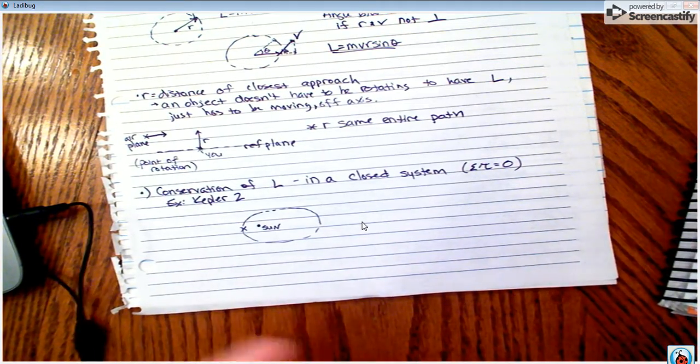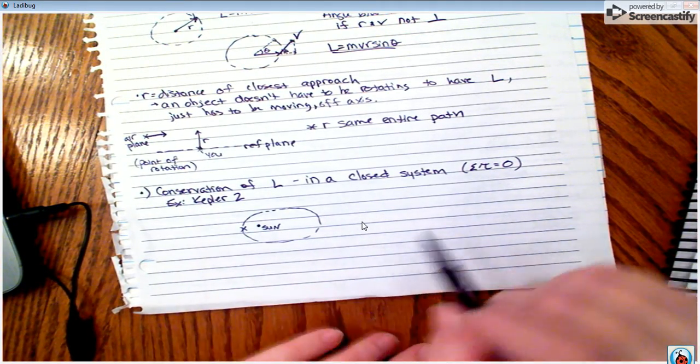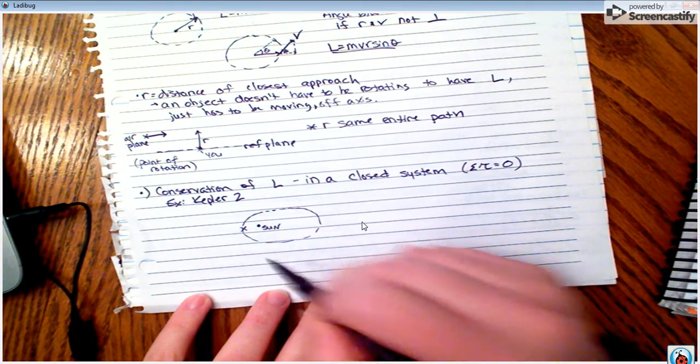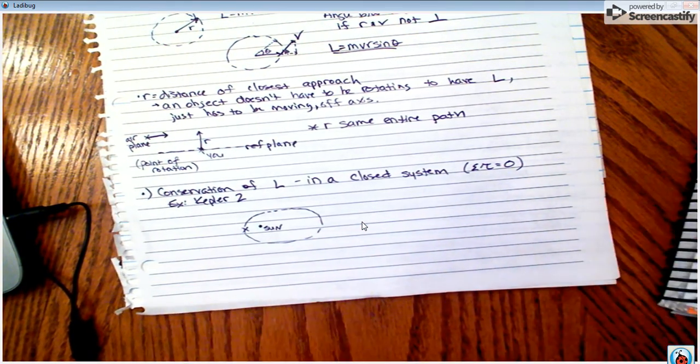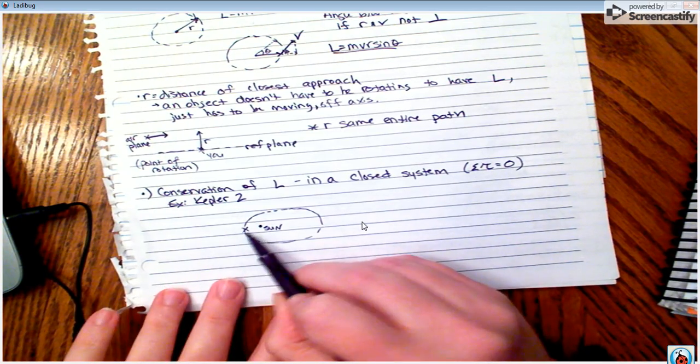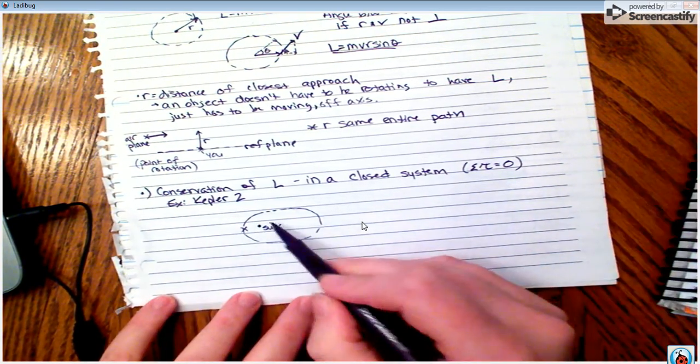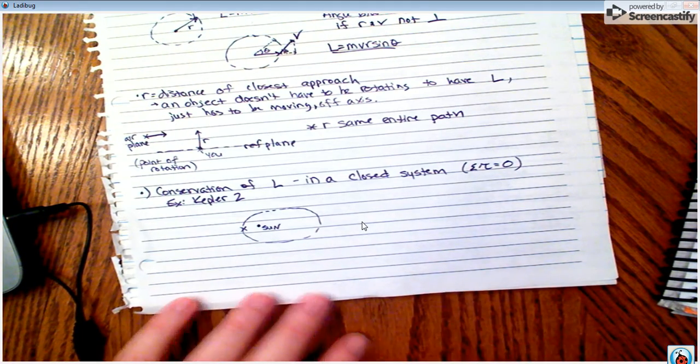You're like, but there's all the gravity. But remember, yes, the sun has a gravitational pull on the Earth, but Newton tells us, with his third law, that the Earth pulls equally back on the sun. So when you look at this as a system, the net torque is zero.